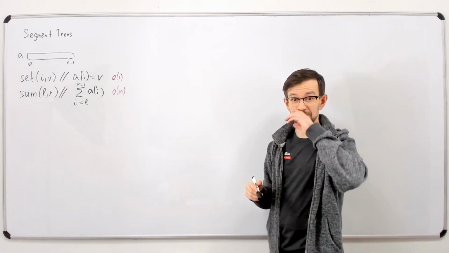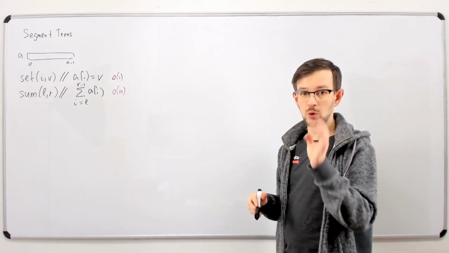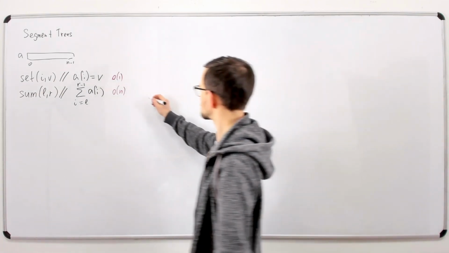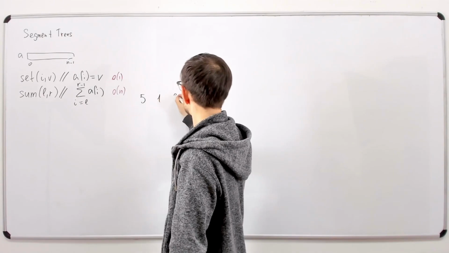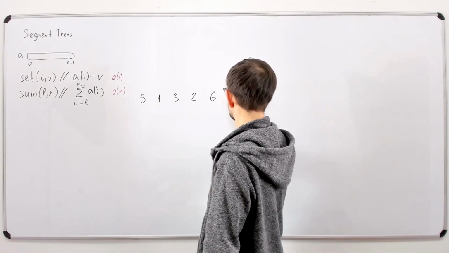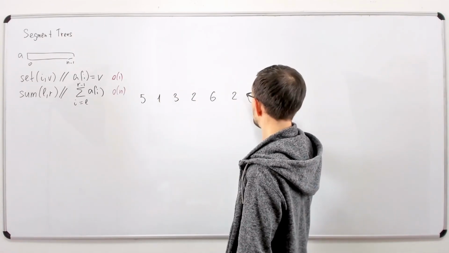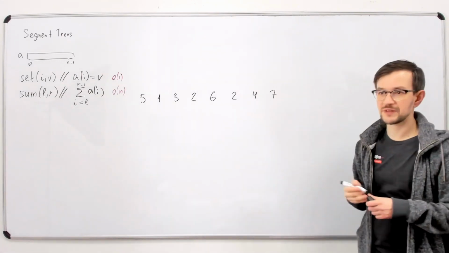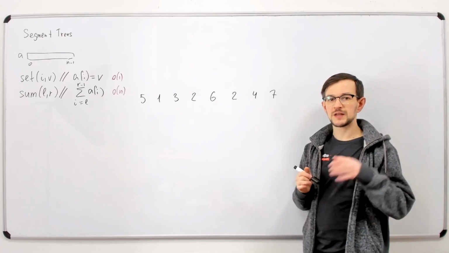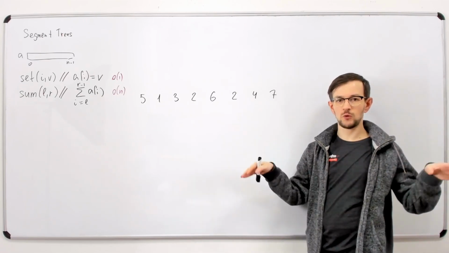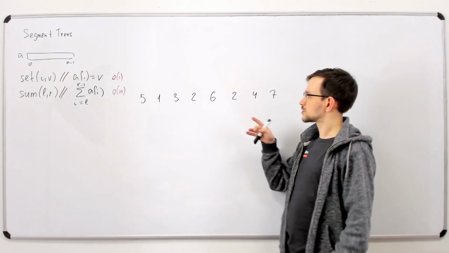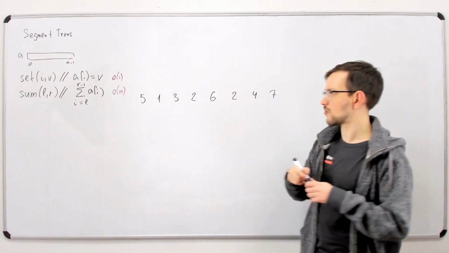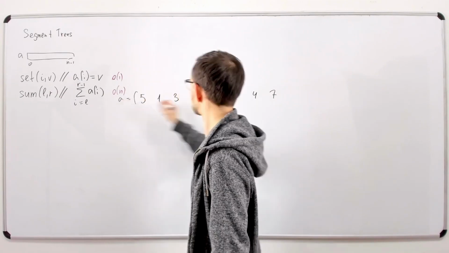So what is the segment tree? Let's build the following binary tree. Let's have some array. Let's say we have 5, 1, 3, 2, 6, 2, 4, 7. Let's build a full binary tree such that these elements are the leaves of the tree. So these are the elements of the array A.